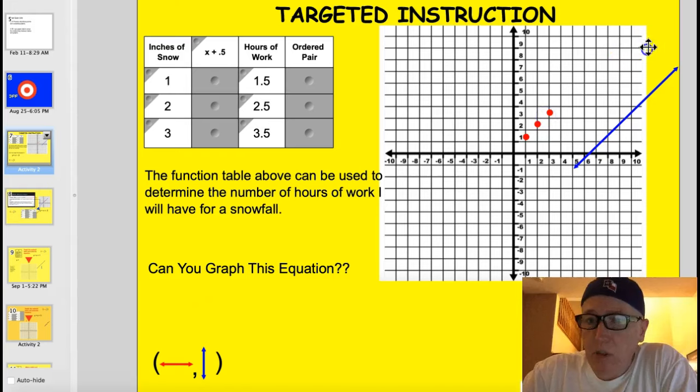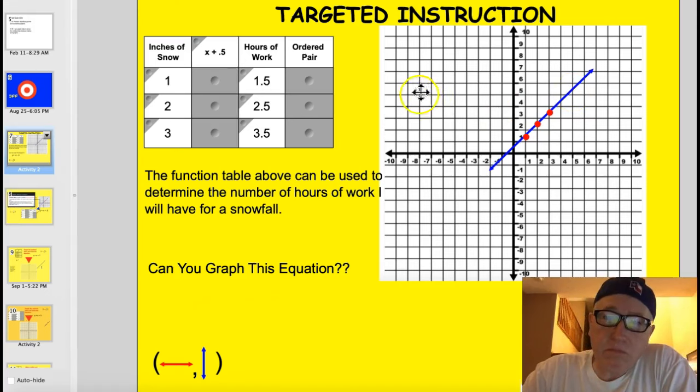And there's nothing magical about that. With the first value, I'm going to go left or right, move forward or back. And with the next value, I'm going to go up or down. This is your x and your y coordinate. So I put a line right on there, and I could use that line to predict other things. Like I could look and say, well, if I get 5 inches of snow, I'm going to have 5.5 hours of work to do.